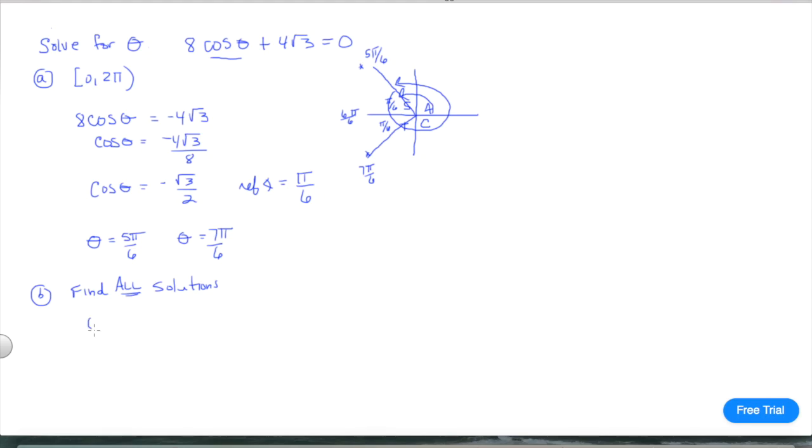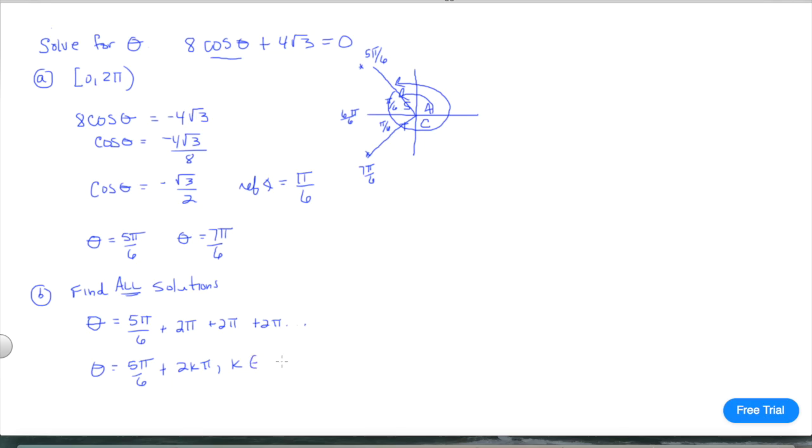So what we do to express all solutions, I would say theta is equal to 5 pi over 6 plus the next one would be adding 2 pi. I could also add 2 pi again. And I could do this forever and ever. The condensed way to say that would be theta equals 5 pi over 6 plus 2k pi, where k is an integer.